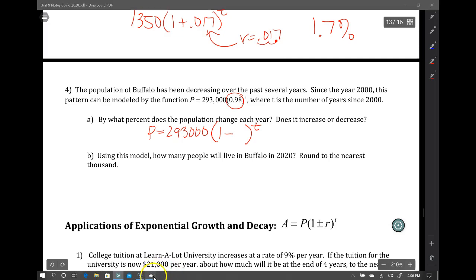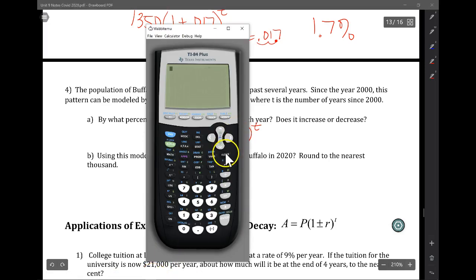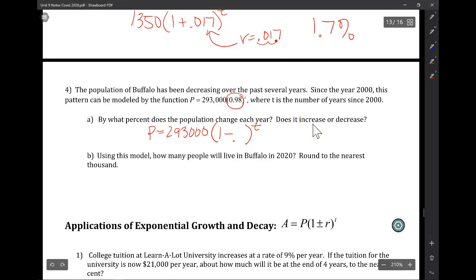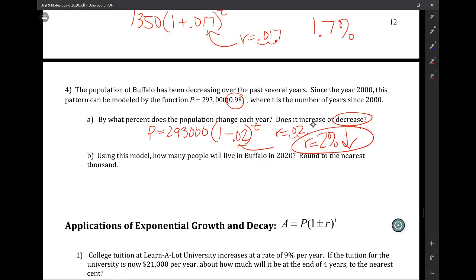I'll take out my calculator. Stay consistent. So 1 minus 0.98 means I am subtracting 0.02. If I am subtracting 0.02, then the rate, swing, is a 2% decrease every year. Using this model, how many people will live in Buffalo in 2020?